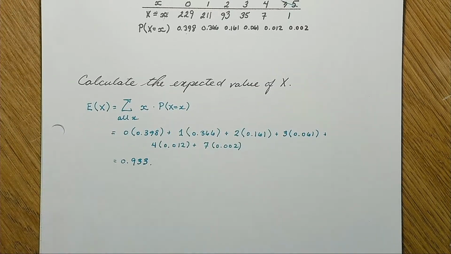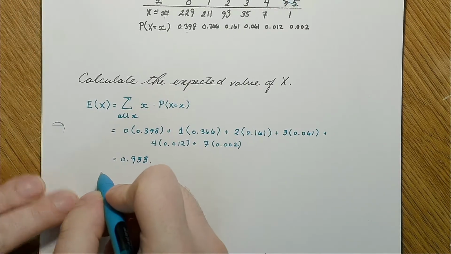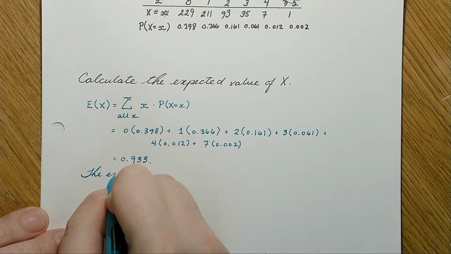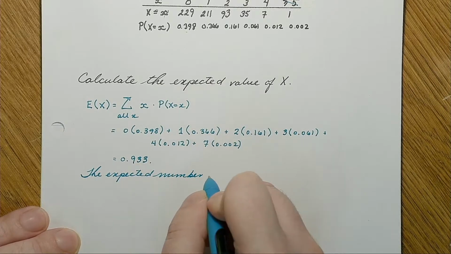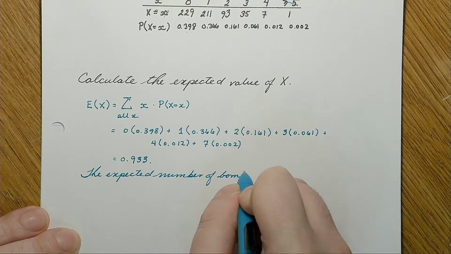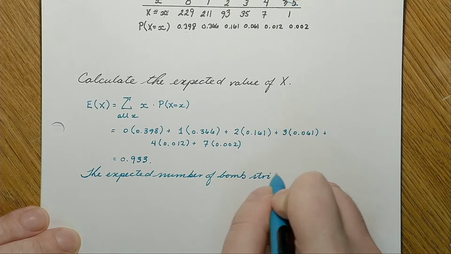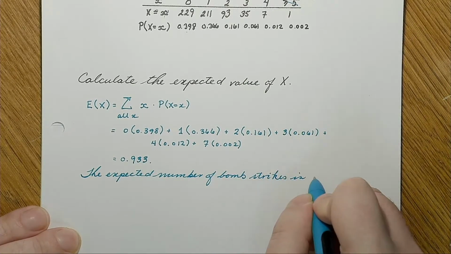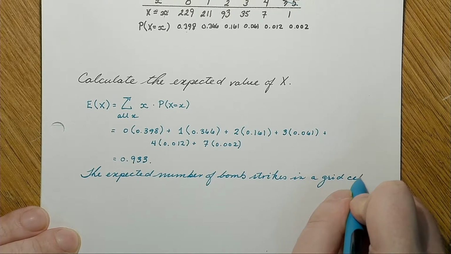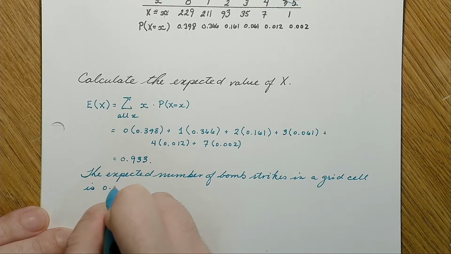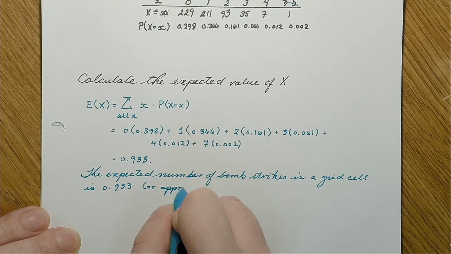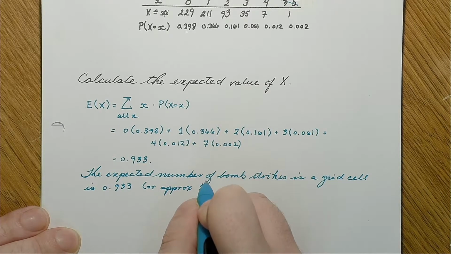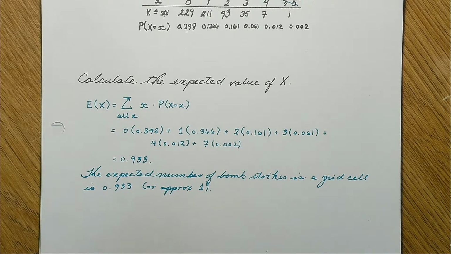So what that means is that the expected number of bomb strikes in a grid cell is 0.933, or approximately 1. So that's what we would expect.